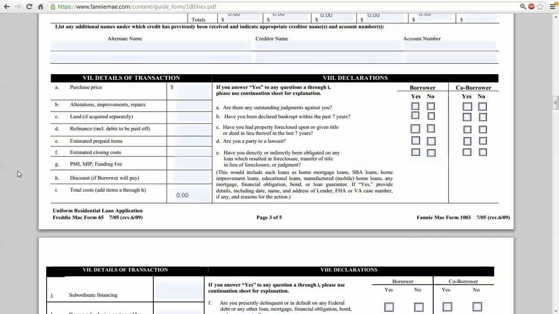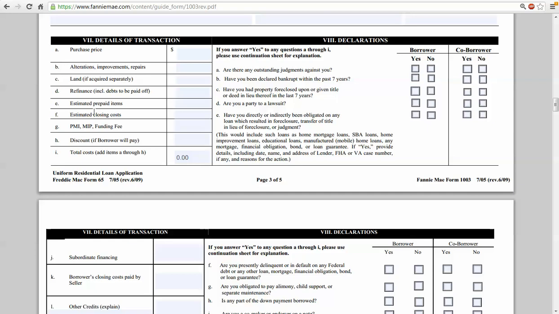Okay, we're on to section 7. And this is where you're going to be putting the purchase price of the property, which we said in this case is $400,000. If there are any improvements or repairs you're going to make to it that are going to be put into the purchase price and, more importantly, into the mortgage amount, you'll detail that information here.